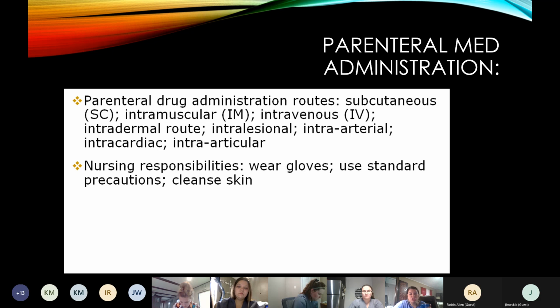We won't really talk about intralesional. That's basically when somebody gets stitches, they'll give the medication, the numbing medication directly into the lesion to numb it up. So that's not really something we'll talk about. Intraarterial is into the arteries. We won't give medications that way. That's more in surgery. Intracardiac, same, directly to the heart. We're not doing that. And intraarticular is joint, which we're not going to do. But we will talk very specifically about all of the other routes. Okay, thank you.